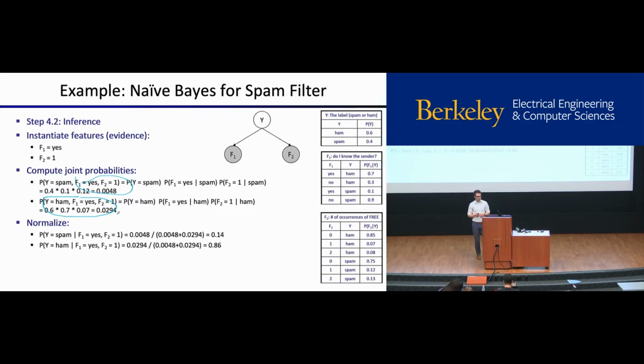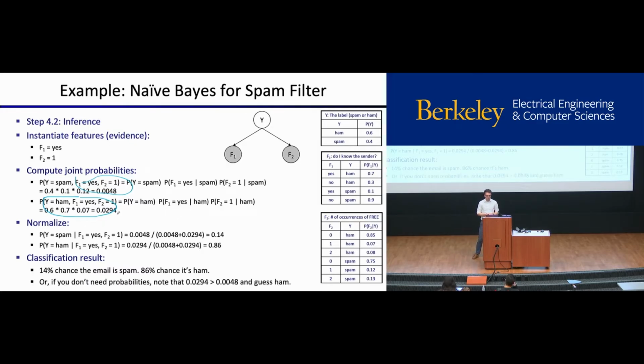Okay, so first we do this inference step, and inference looks the same as with Bayes nets before. We instantiate the features with our evidence, we compute the joint probabilities, and we normalize, and we get these two probabilities. Our classification result is that there's a 14% chance the email is spam and an 86% chance the email is ham. If we had to pick one, we could just pick the bigger one. We wouldn't have to normalize. So if you don't normalize the probabilities, you can still tell that one of them is bigger, so you could just guess that it's ham if all you care about is guessing.